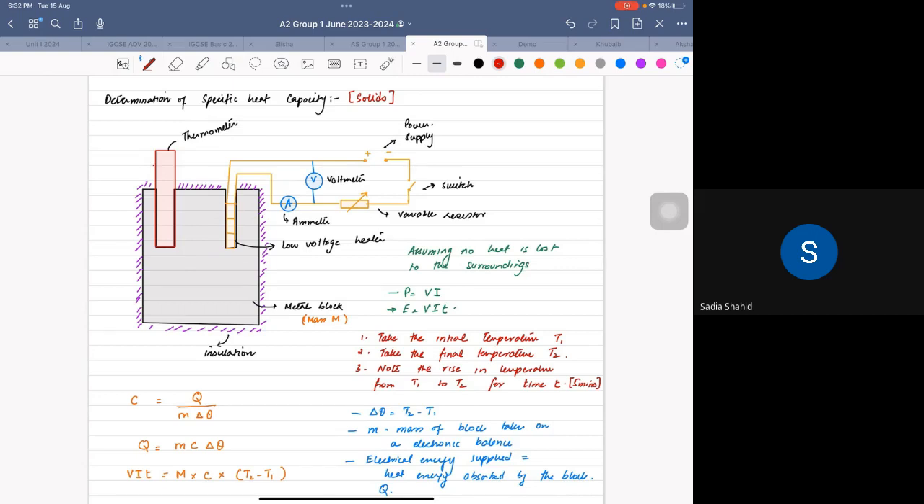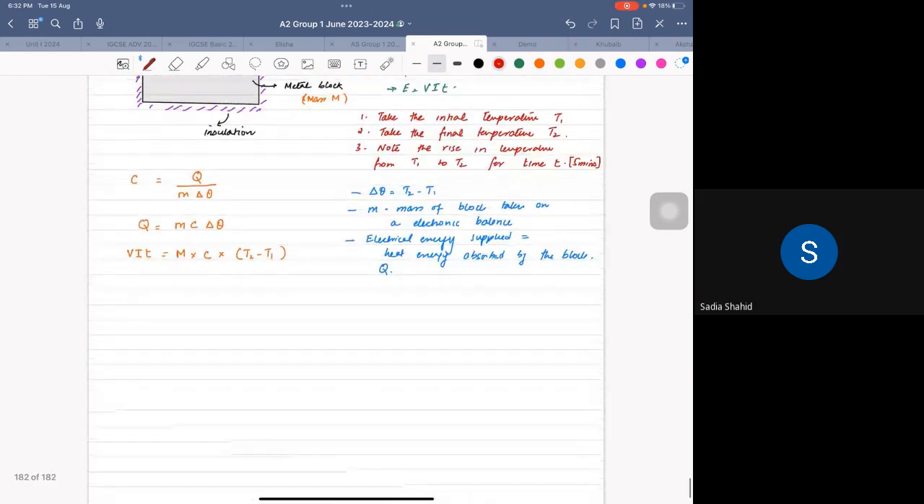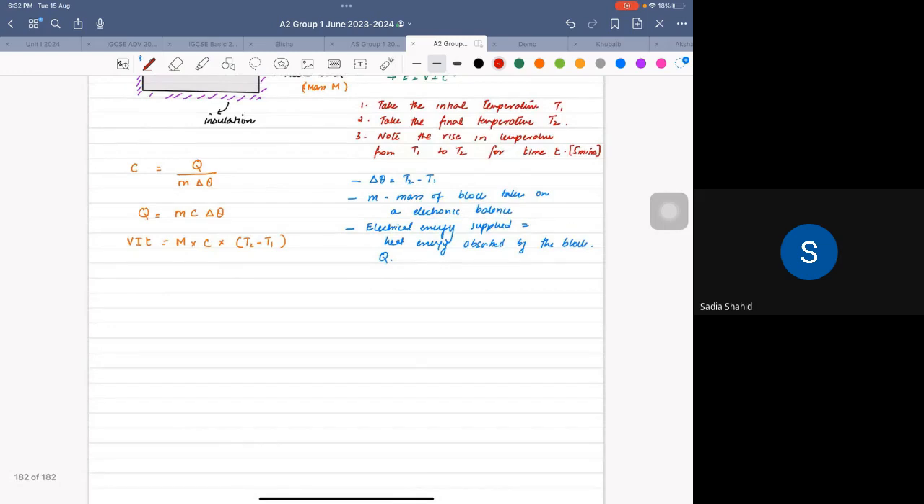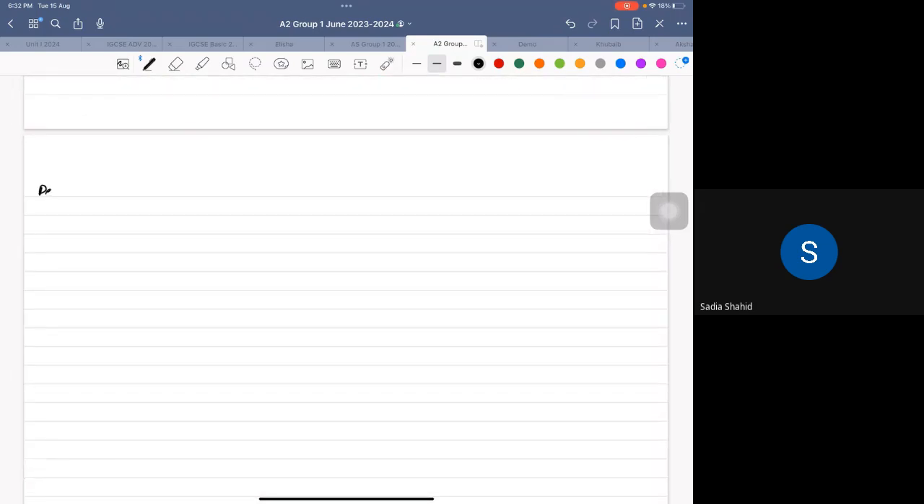Okay. Now that we have done the method for finding the heat capacity for solids, we are now going to look at how we can find this for liquids. So should I go now? Yes, sir. Okay. So now please write determination of specific heat capacity for liquids.